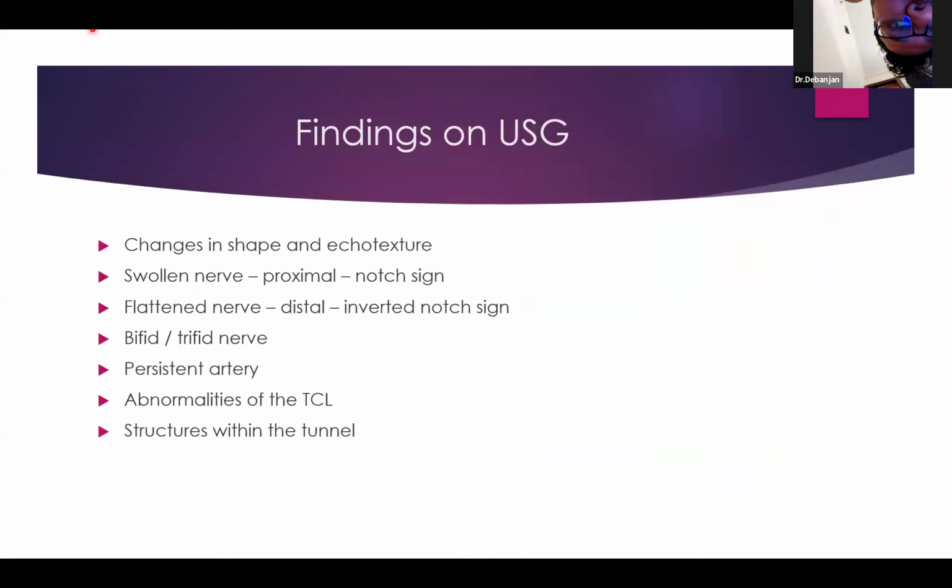So what are the findings you are going to look for? You will see the changes in the shape and the echotexture. You could see a swollen nerve or a flattened nerve, and a notch sign, which is proximal, and an inverted notch sign, which is distal. There can be a persistent median artery, a bifid or a trifid median nerve. There can be an abnormality of the transverse carpal ligament. There can be an increase in thickening, particularly in hypothyroid and pregnant patients. And always examine the structures within the tunnel for a ganglia or a tenosynovitis.